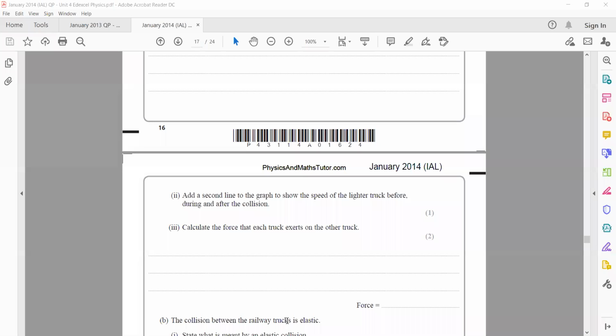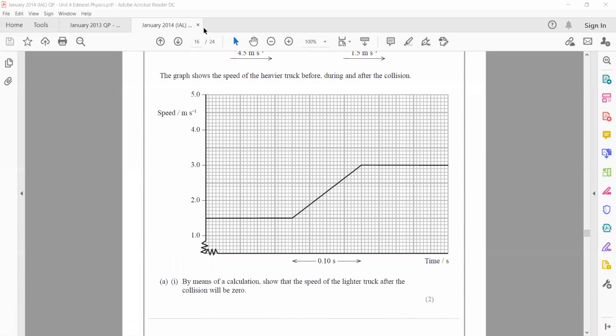So we have to draw a graph to show how the momentum changes. Basically how the speed changes, not the momentum. So originally it was 4.5 and then it changes to 0 in the same time interval and it will remain 0.